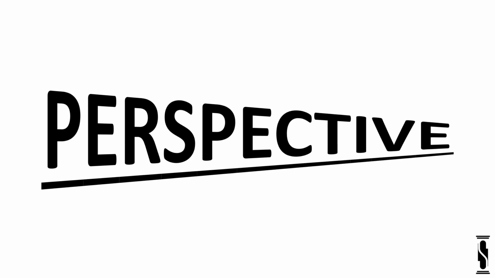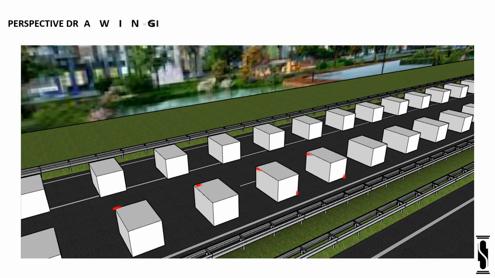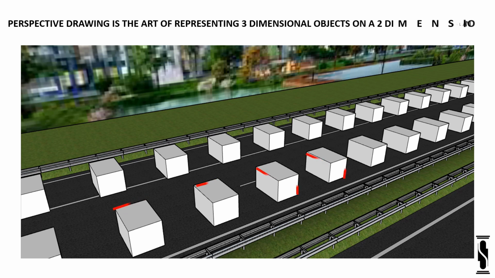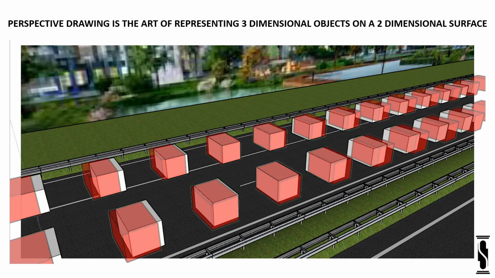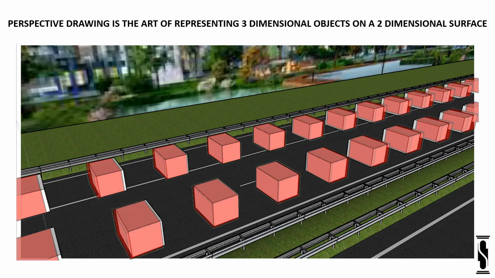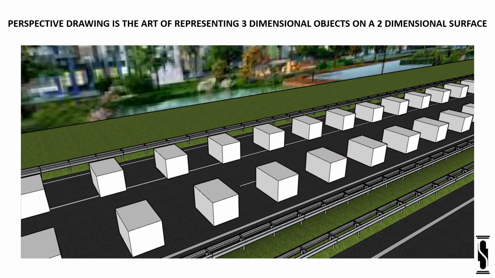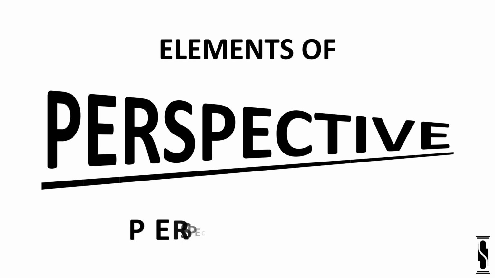perspective. So perspective drawing is the art of representing a three-dimensional object on a two-dimensional surface so as to give the right impression of their height, width, depth and position in relation to each other. We are clearly able to understand the position of the object in space as well. So before starting the perspective drawing, let's understand its elements first.